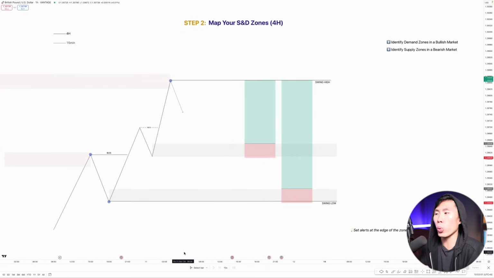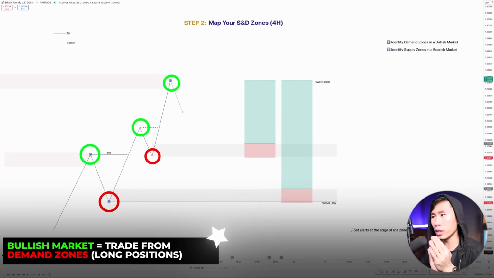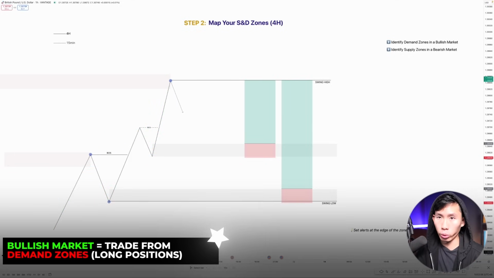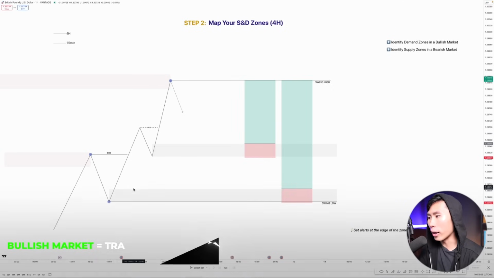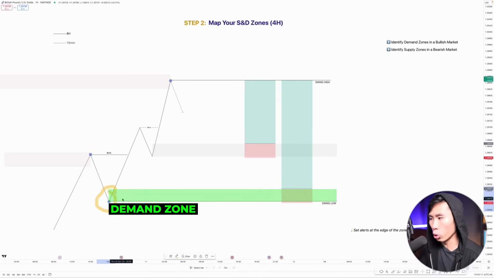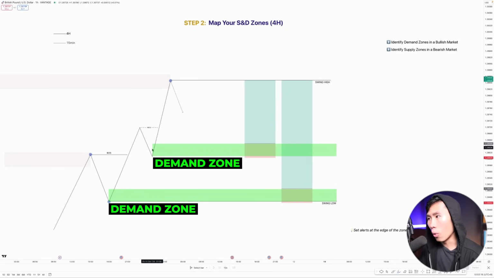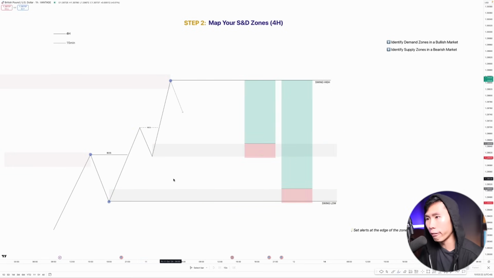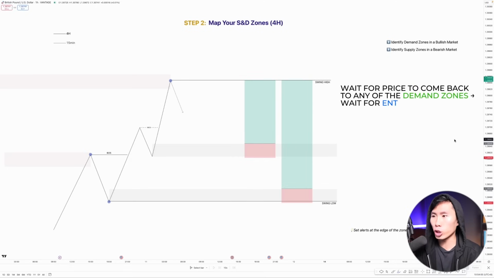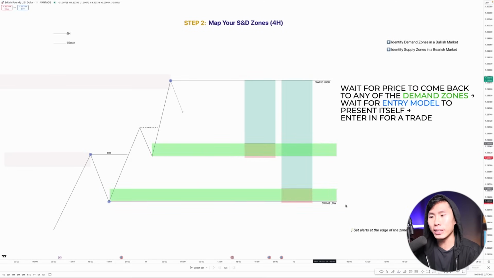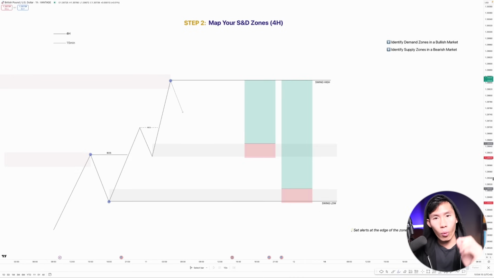So in this case, since we are in a bullish market where price is creating higher highs and higher lows, we want to trade from demand zones, right? So based on this, we are able to identify two demand zones. This is the first demand zone that was created after price broke structure, and then this is the second demand zone, which was created after price broke the internal structure right here on the lower time frame itself. So now our job as professional traders is to simply wait for price to come back down to either one of these demand zones, and then wait for our entry model to present itself, and then that is when we execute our trade without hesitation, reservation, or fear.